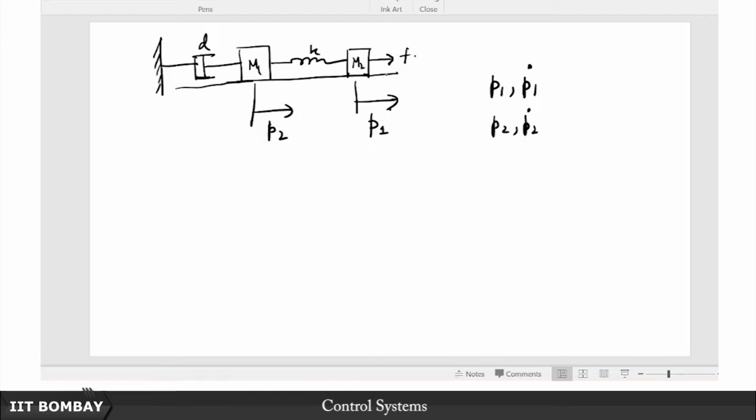If you draw the free body diagram and analyze, I am not going to do this because we have done this so often now. So you convince yourself that it is indeed so. We are going to write F, the applied force, from the free body diagram of M2. So what is going to be M2?